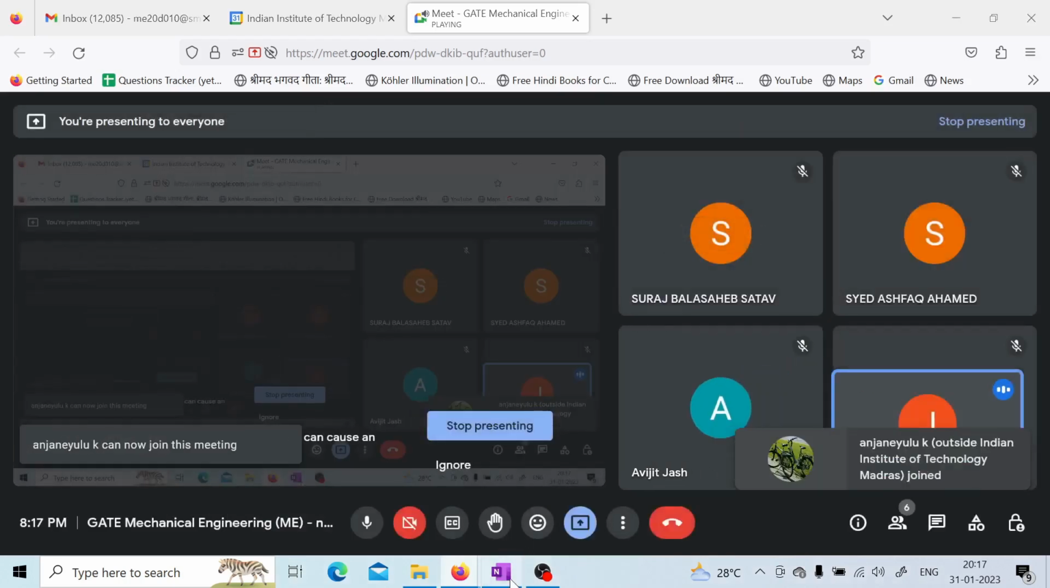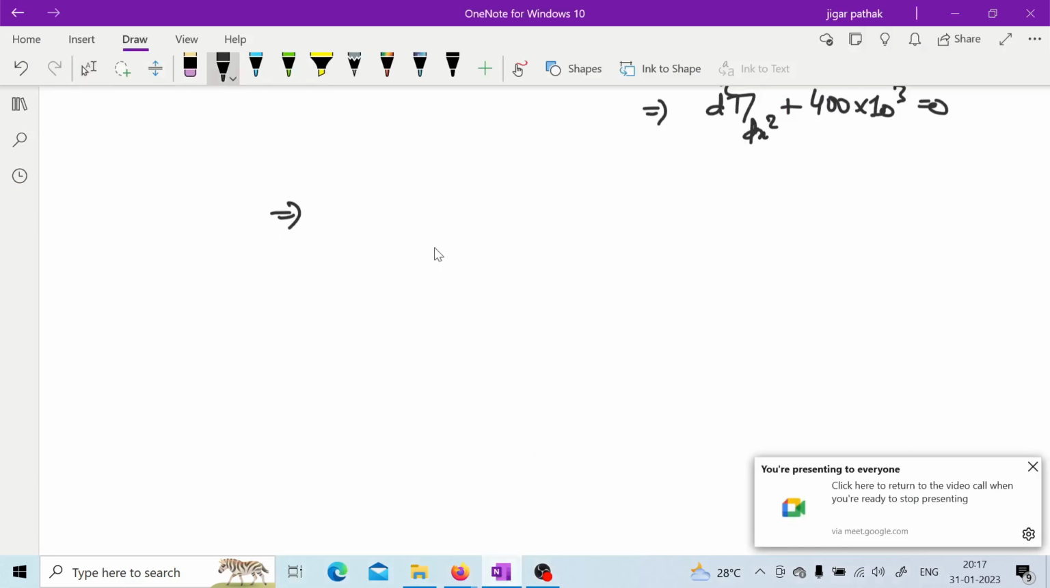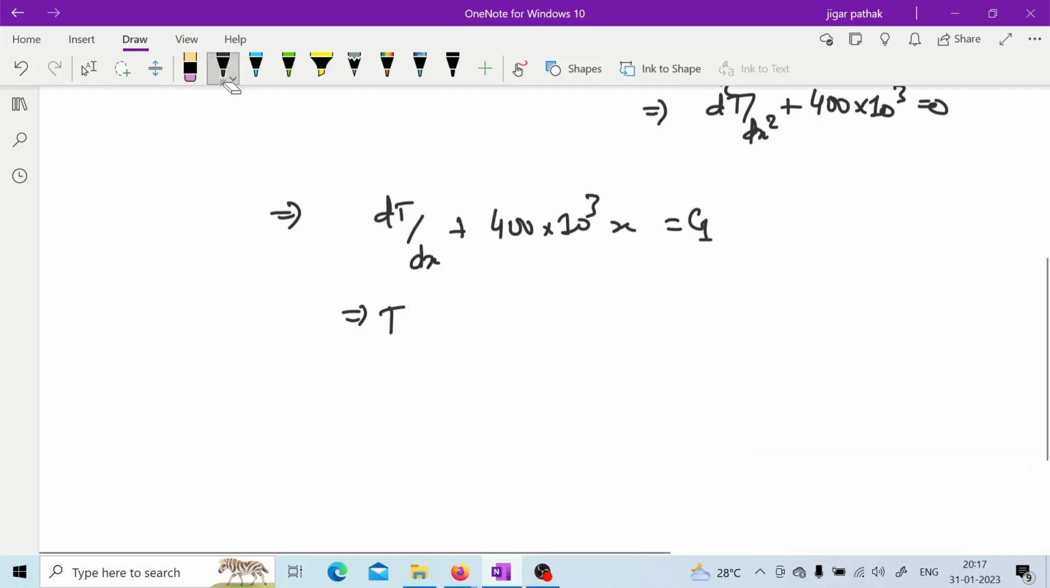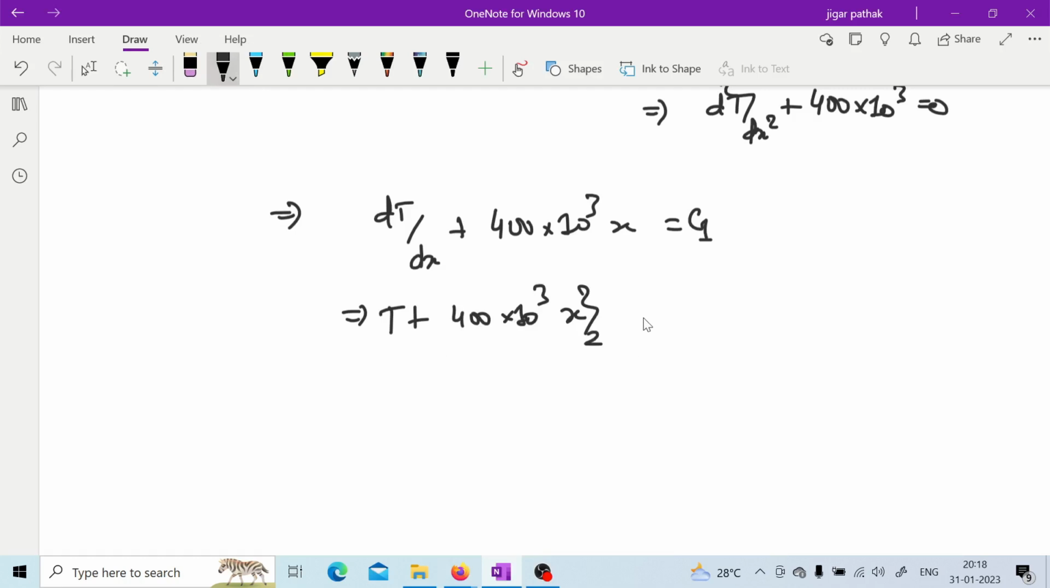If you are going to integrate this, then you will get dT by dx plus 400 into 10 raised to 3 x is equal to c1. Now again if you integrate, then T plus 400 into 10 to the power 2 x square by 2 is equal to c1x plus c2. Second problem's answer will be 165, sir? Yes, yes, correct.